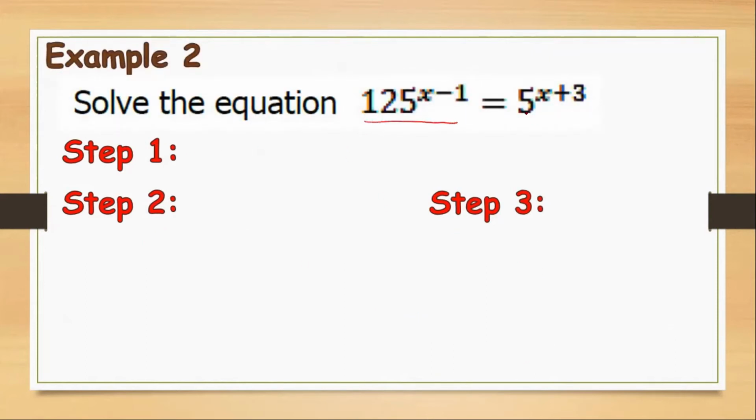125 raised to x minus 1 equals 5 raised to x plus 3. So we have to make the bases equal. So 125 is equivalent to 5 cubed. 5 cubed raised to x minus 1. Okay, that is 5 cubed raised to x minus 1 equals 5 raised to x plus 3.